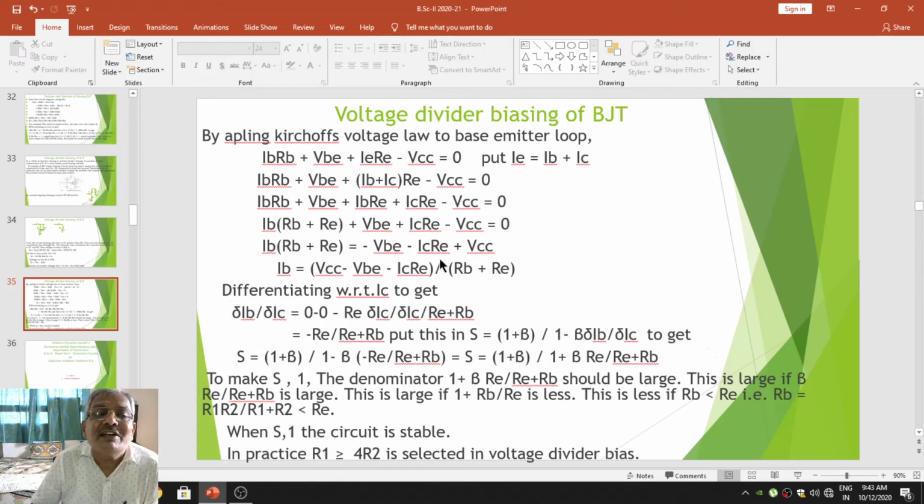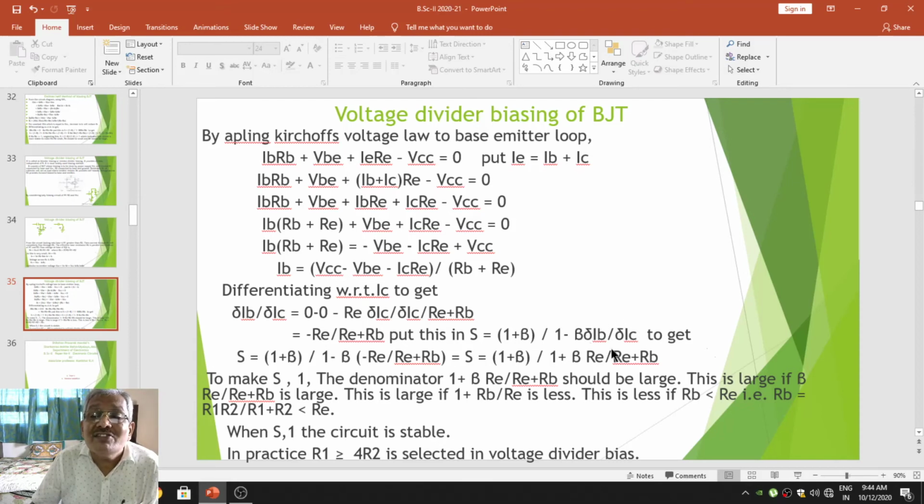Therefore, the differentiation of VCC minus VBE upon RB plus RE is 0. Only the term minus IC RE upon RB plus RE remains, and its differentiation is minus RE upon RB plus RE into delta IC upon delta IC, which is 1. So delta IB upon delta IC is equal to minus RE upon RE plus RB. Put this value in the stability factor equation, S is equal to 1 plus beta upon 1 minus beta delta IB upon delta IC.